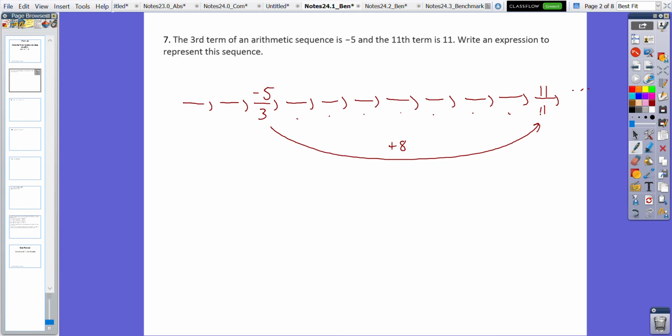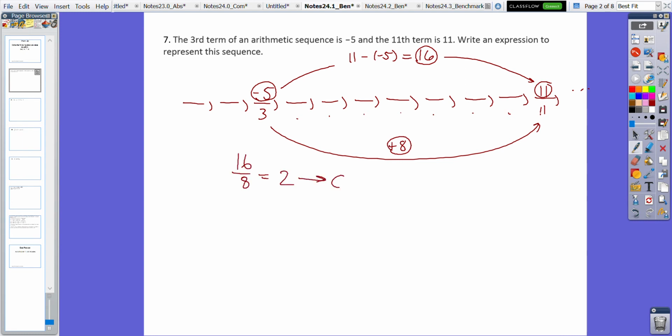An easy way to find that is to take the farthest term to the right, in this case 11, and subtract from it -5. That gives me 11 minus -5, which is going to give me 16. So I take these jumps to get from the third term to the 11th, as well as from -5 to 11, and I divide this number by this. In which case, 16 divided by 8 gives me 2.